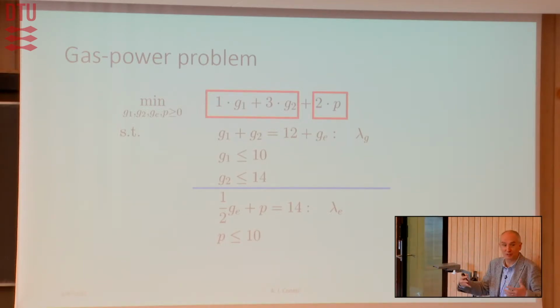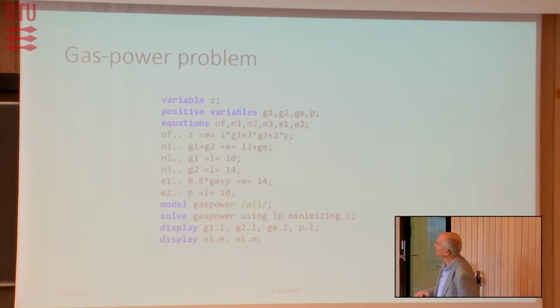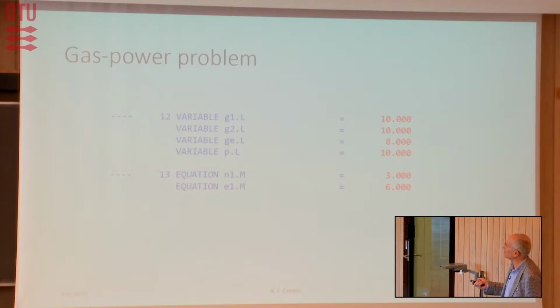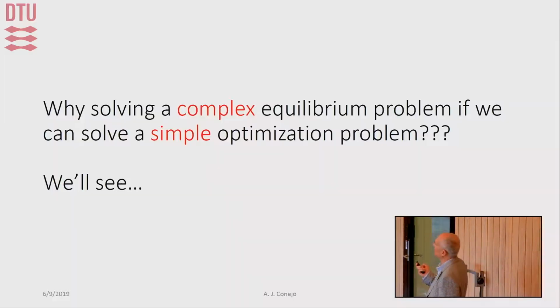This is the problem of the two entities together, if we are able to combine them. So this is the solution of this problem. Again, this is a linear problem. So this is much nicer than previously, and the solution is the same. So why solve a complex equilibrium problem if we can solve a simple optimization problem?